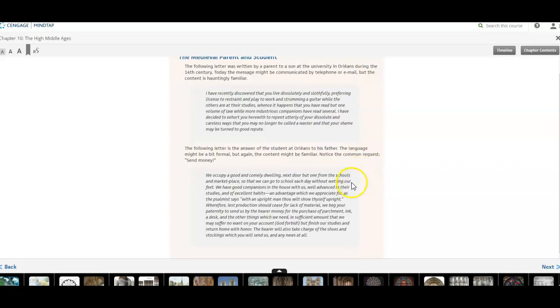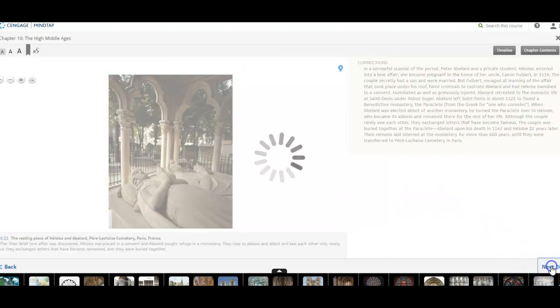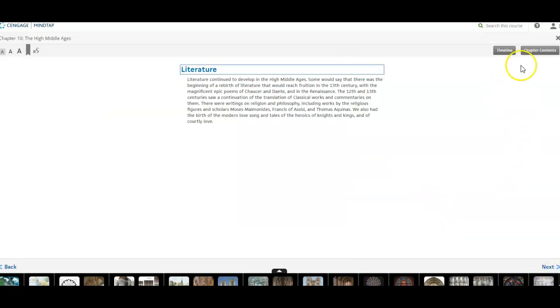And then the son writes back basically saying, send more money. That never happens today, I'm sure. But you can go through and look at the details here about university and what's developed in that time.